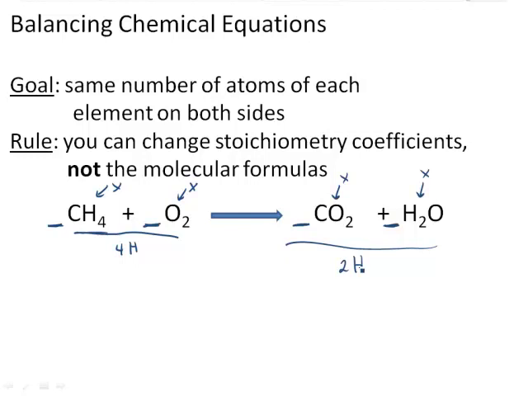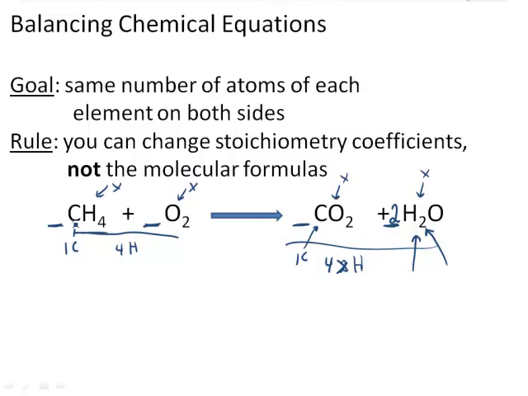The only place I have hydrogens on the right side is water. So to get 4 hydrogens on that side, I'll put a 2 here. I can't change that 2 to a 4. That's not allowed. I'm only allowed to change how many of the waters there are. So I put a 2 there. So now I have 4 hydrogens on both sides. So hydrogen is balanced. Now let's balance the carbons. The carbon's actually already balanced. I have 1 carbon here, and I have 1 carbon here. So carbons just happen to be balanced, just coincidentally.